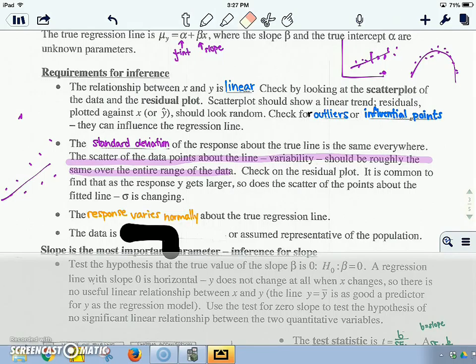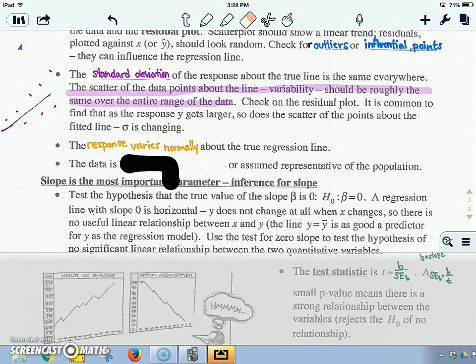The next thing we want to look at is that the response varies normally about the true regression line, and we'll talk about that in a minute. And that the data is a simple random sample or assumed representative of the population. So if we go back to the one we were looking at before, the runners we're looking at are representative of all female runners. We don't have just the top female runners, or a bunch of them who have been injured. It's a nice mix of all runners.